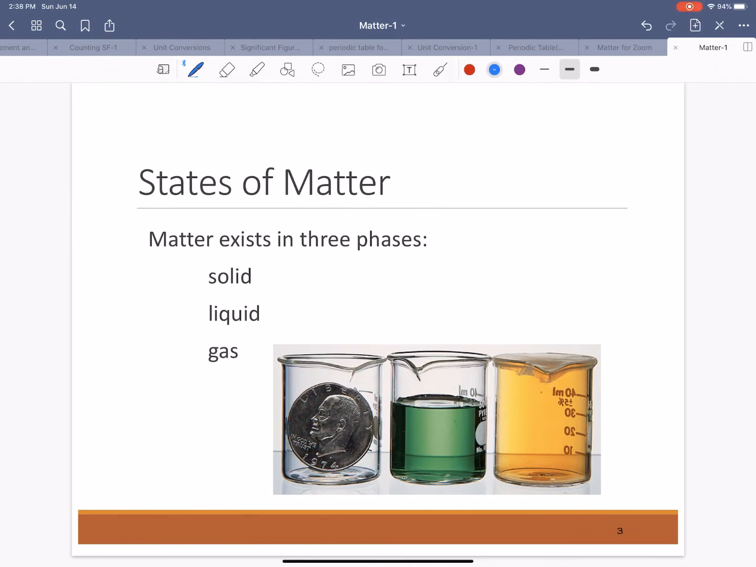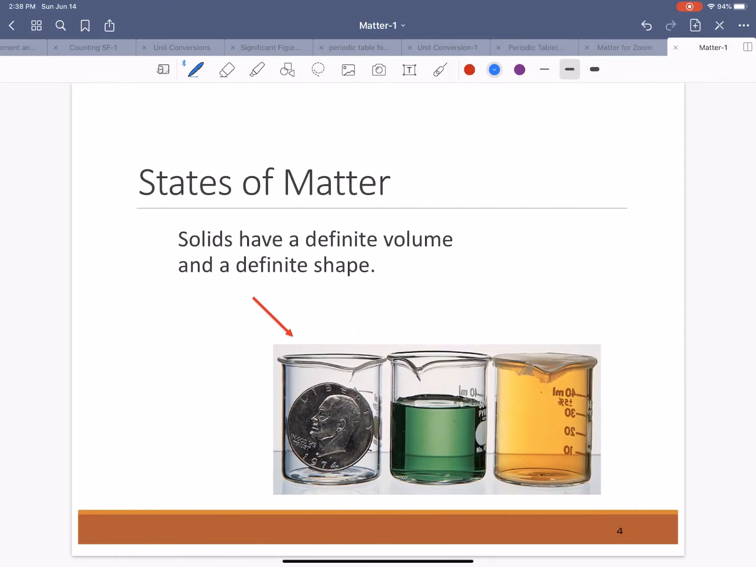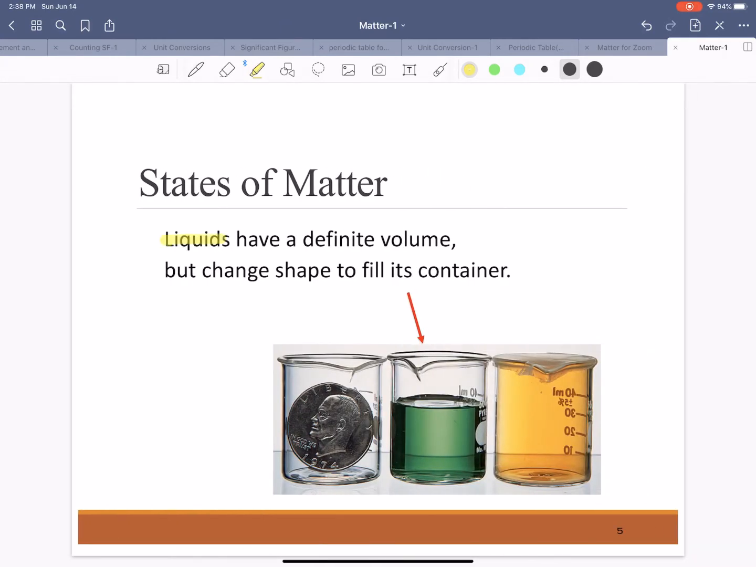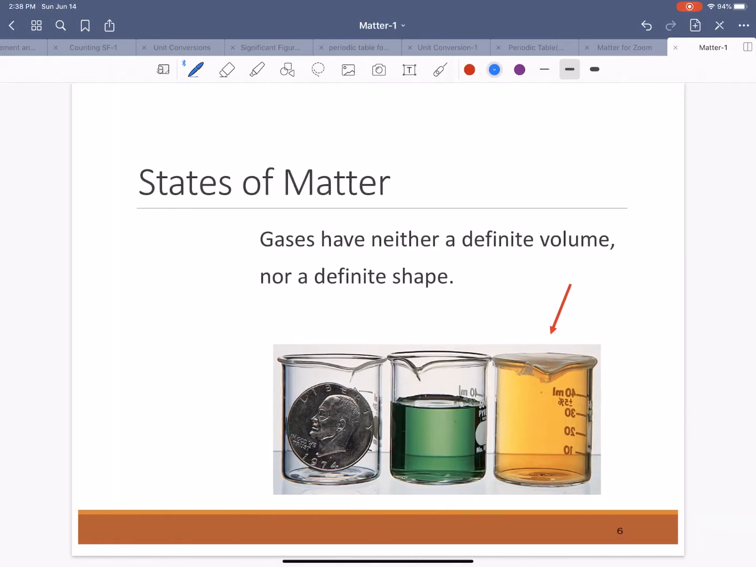For our class, there are 3 states of matter: solid, liquid, and gas. Solids have a definite volume and a definite shape. Liquids have a definite volume but change shape to fill their container. Gases have neither a definite volume nor a definite shape.